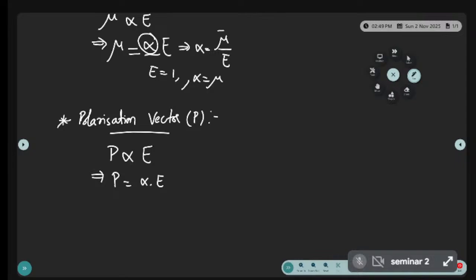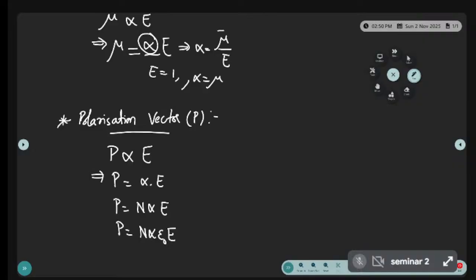For n number of atoms, P is equal to n alpha E. For n number of molecules present in the substance, the polarization vector P is N alpha E. In free space, P is equal to n alpha epsilon naught E. This is the expression for the polarization vector in free space.